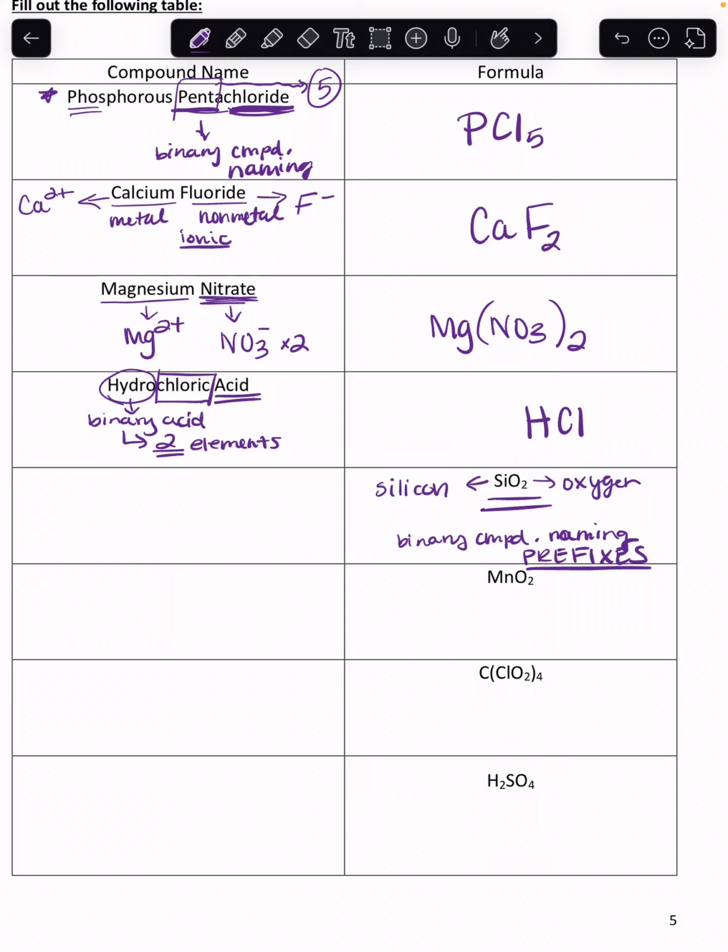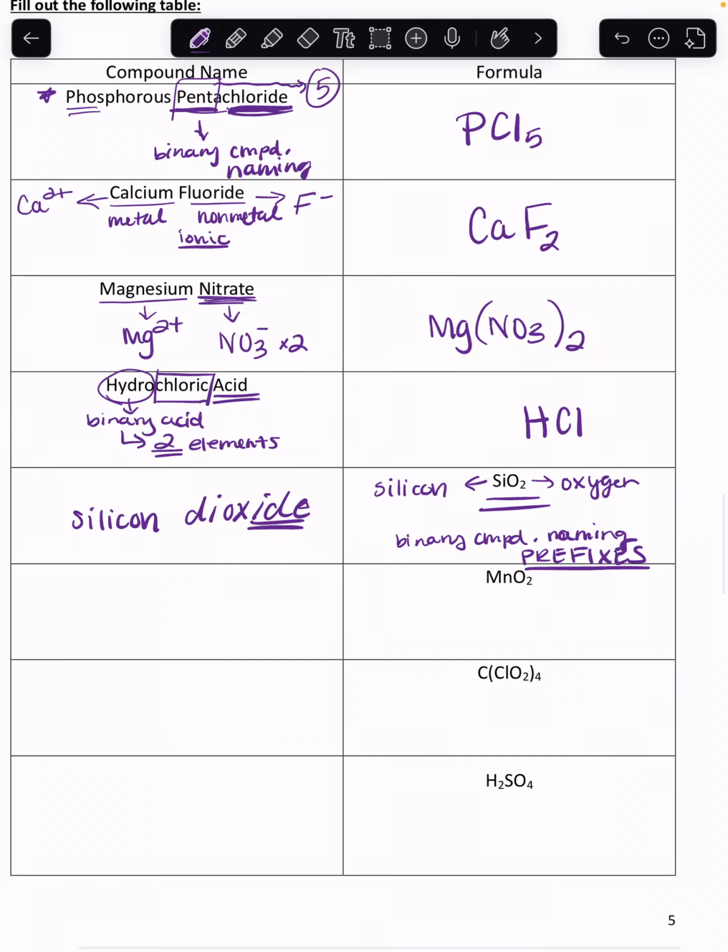So for silicon, there's literally only one in this compound, so you can just write silicon right here. Cool. But oxygen has two, right? So the prefix for two would be di. So I'd say di, and then I want to get my root nonmetal of my anion, oxygen. So I'm going to say dioxygen. Does that work? Well, no. We must change this to dioxide. Ide is the proper ending. So this would be silicon dioxide. Very nice. Move to the next one.